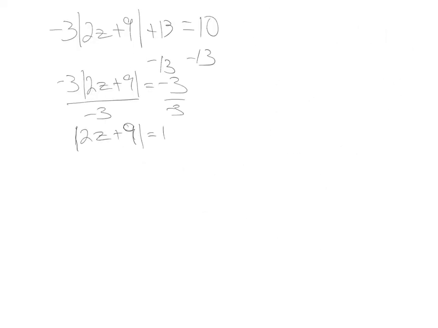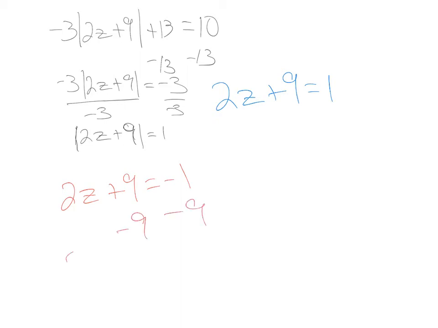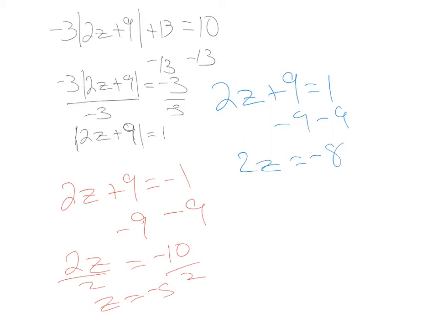So at this point, split it into two separate equations. We're going to write one as 2z plus 9 equals 1, and the other as 2z plus 9 equals -1. Subtract 9, you get 2z equals -10. Divide by 2, divide by 2, z equals -5. Same thing over here. Subtract 9, 2z equals -8. Divide by 2, divide by 2, z equals -4.